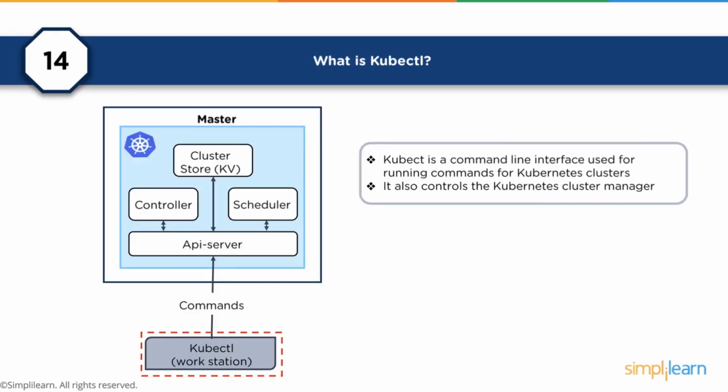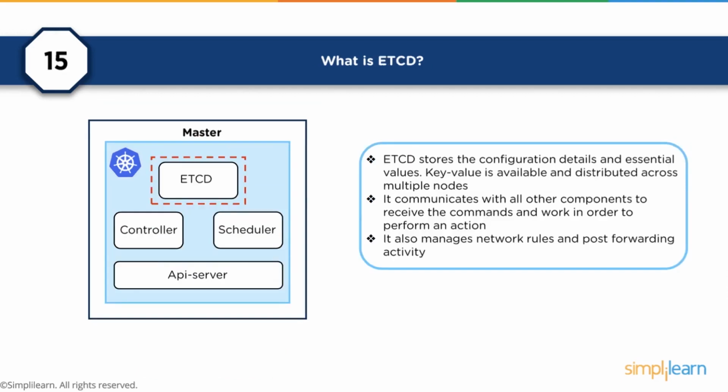So what is kubectl? So kubectl is your command line or terminal window interface that allows you to execute commands, and later in this video we'll actually go through some of those commands. etcd is the store that configures the details and essential values, such as key value pairs, that are distributed across your entire network. It also manages the network rules and the port-forwarding of activity.